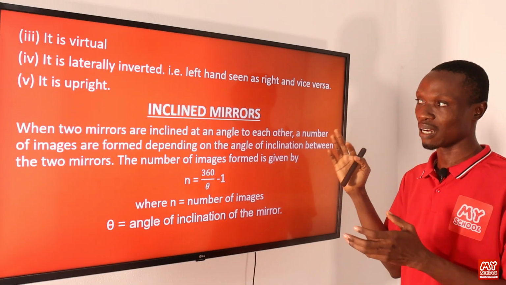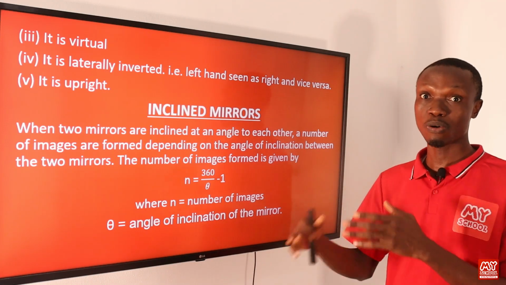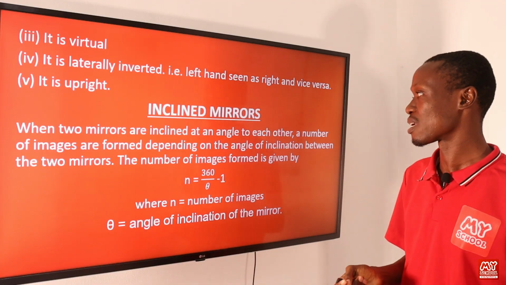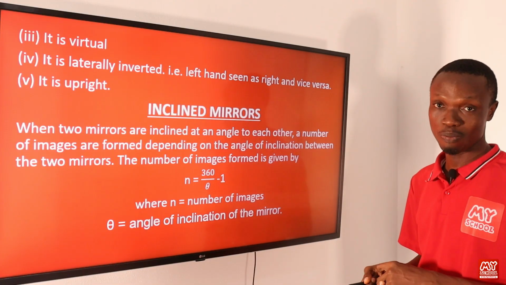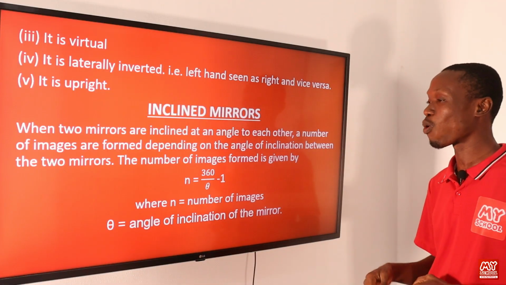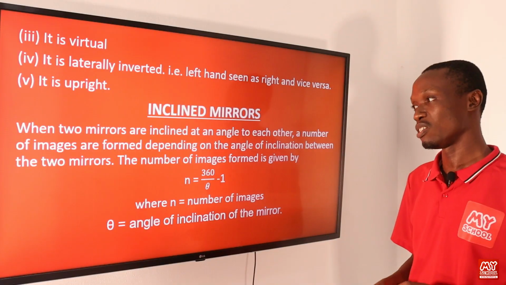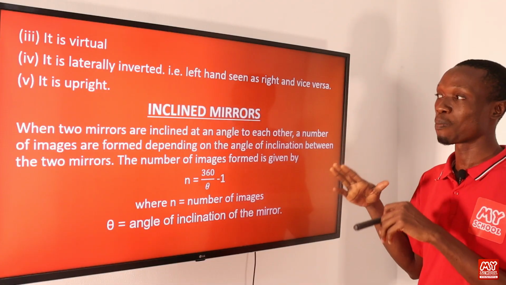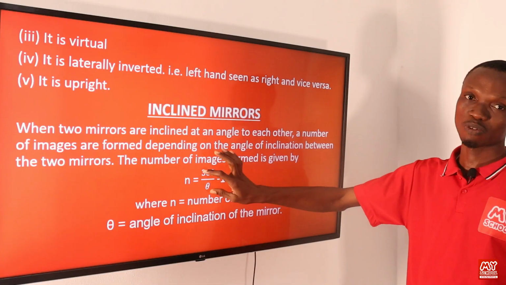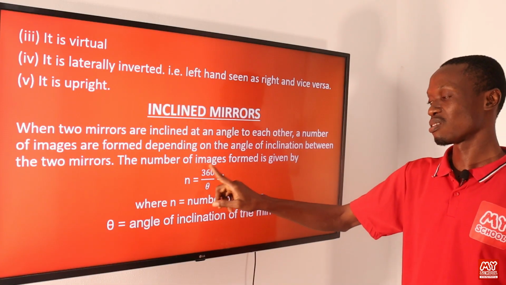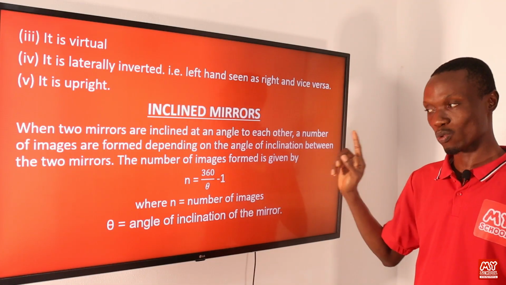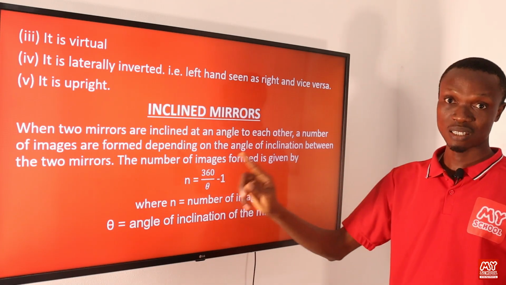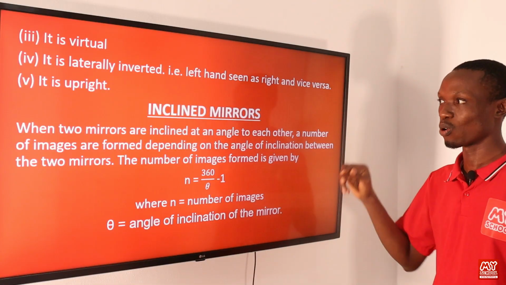Now let's talk about inclined mirrors. Sometimes mirrors can be inclined at an angle. When two mirrors are inclined at an angle to each other, a number of images are formed depending on the angle of inclination between the two mirrors. To calculate the number of images formed by inclined mirrors, we simply make use of this formula: n = 360/θ - 1, where n stands for the number of images and θ stands for the angle of inclination of the mirrors.